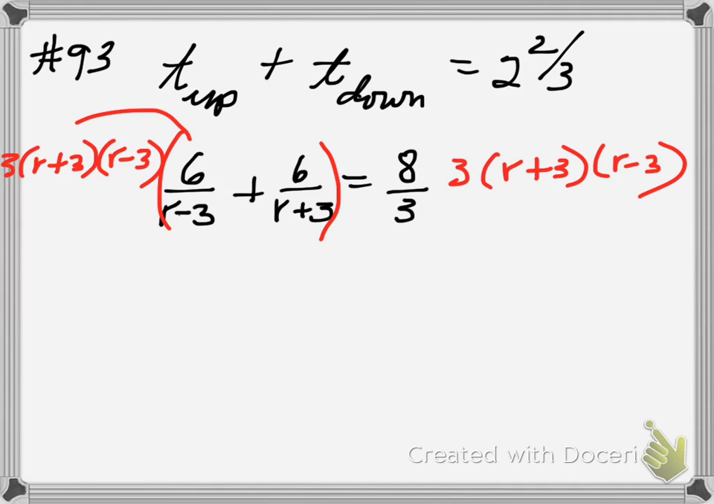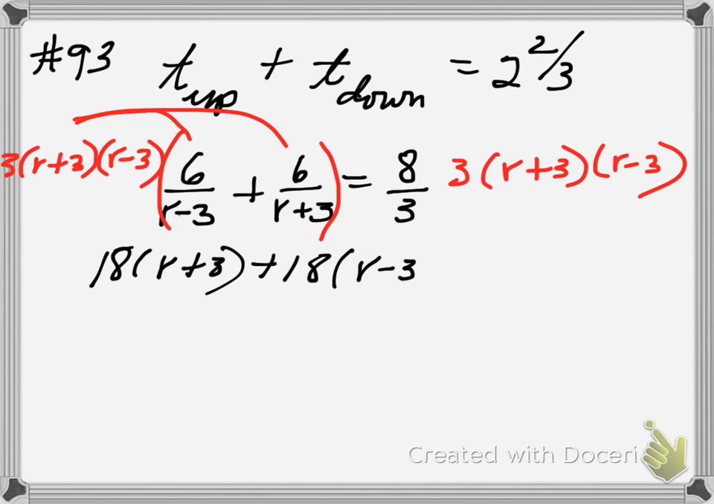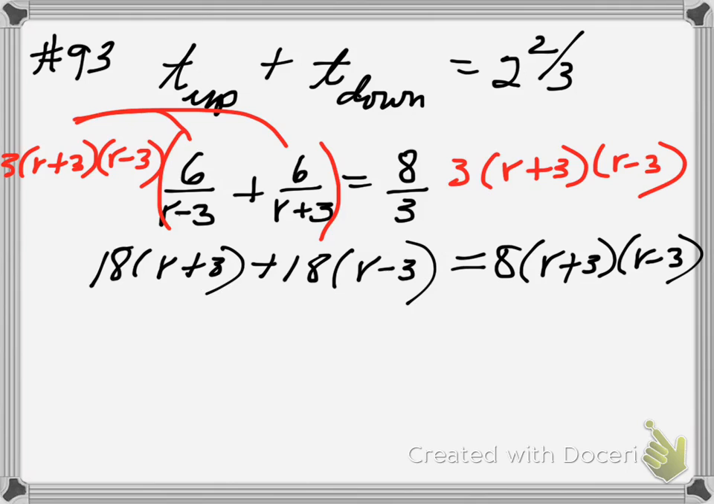So when you distribute, that first term is going to end up being 18 times r plus 3, and that second term is going to end up being 18 times r minus 3. On the right side of the equation, the 3's are going to simplify, and you're just going to have 8 times r plus 3 times r minus 3. And now all we're going to do, again, is multiply, distribute, combine like terms, and set everything equal to 0.